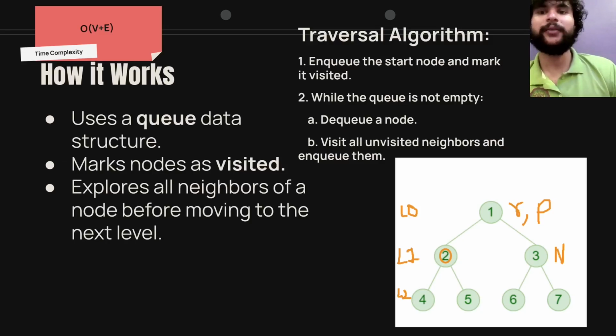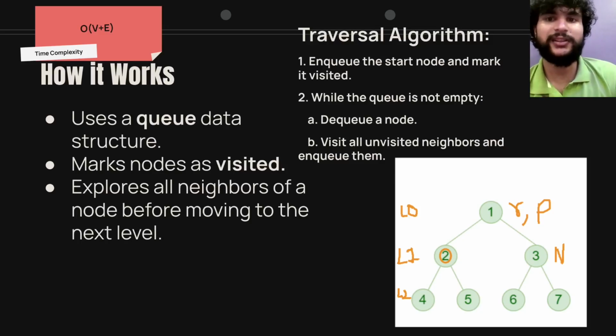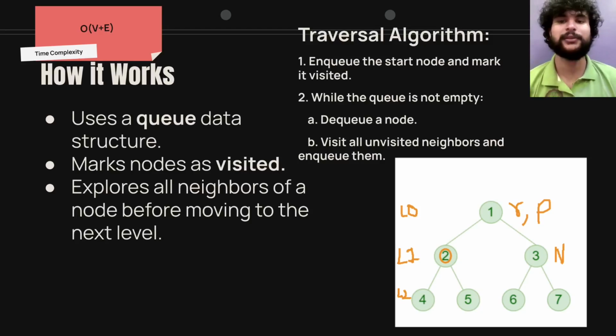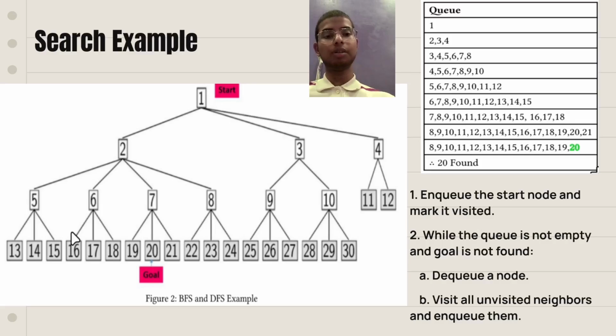The beauty of BFS is its simplicity and order. It ensures that we explore the graph level by level without missing anything or repeating ourselves. In short, BFS uses a queue. It explores all the neighbors before moving to the next level. It marks nodes as visited to avoid repetition, and it continues until the queue is empty or the goal is found. That's how BFS works. Now I will give an example of breadth first search.